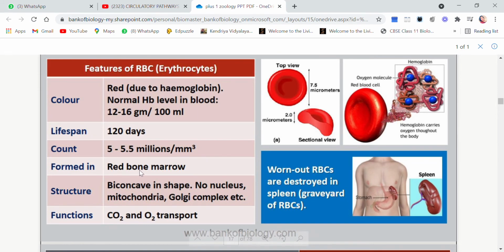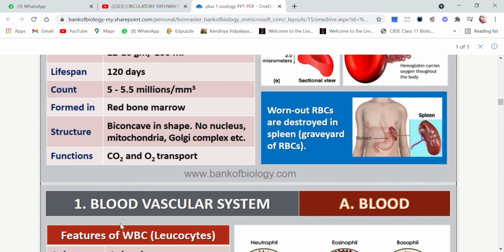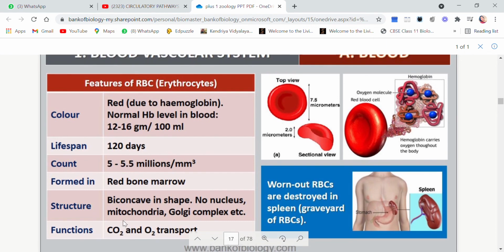RBCs are formed in red bone marrow. Their structure is biconcave, that is concave from both sides. They do not have any nucleus, mitochondria, and Golgi bodies. Functions: they are responsible for the transport of carbon dioxide and oxygen, which we have already seen in the previous chapter, that is breathing. The next two formed elements will be done in the next video.